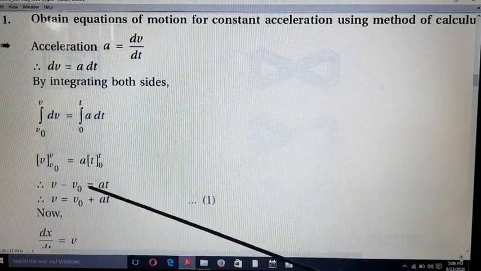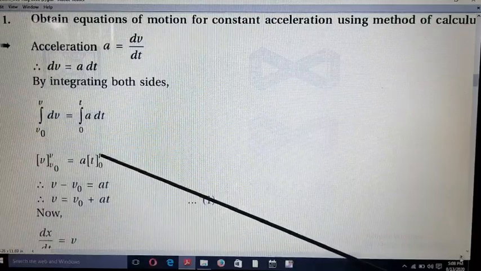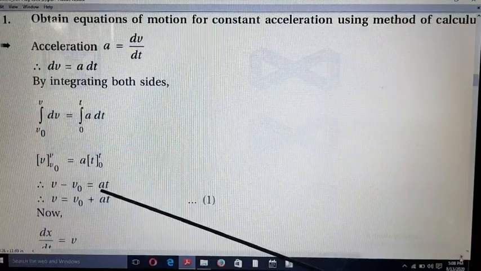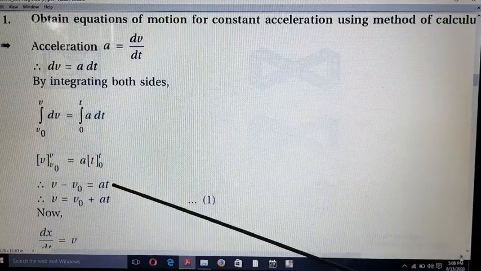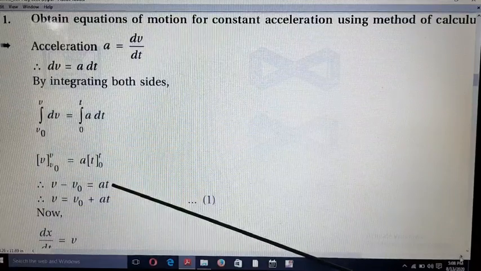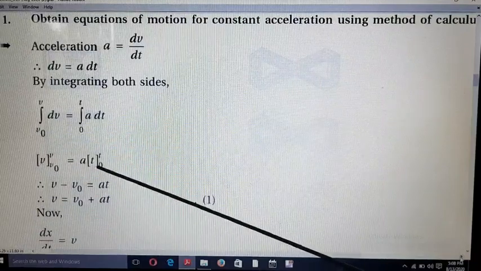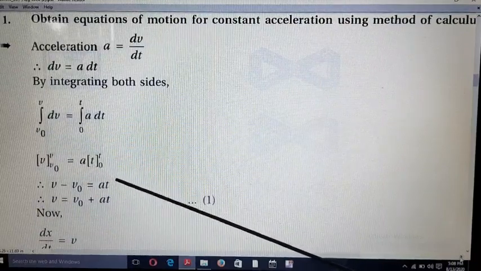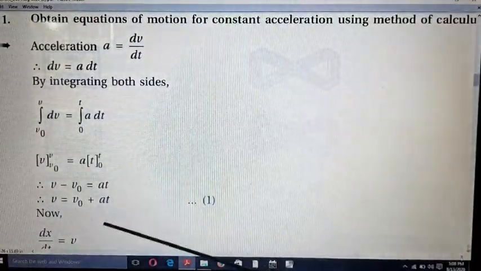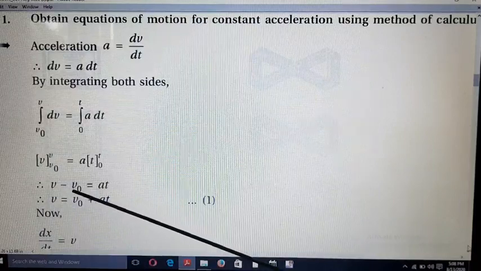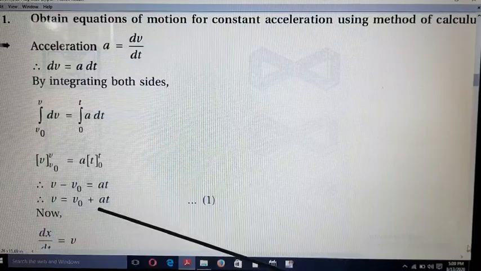And on the right-hand side, a as it is. Instead of t we write the upper limit t, means at. Minus, it is not available here, but for understanding we can write here a into 0, means a into 0 is 0. Okay. So here we get, this v0 moves to the right-hand side. So v is equal to v0 plus at.